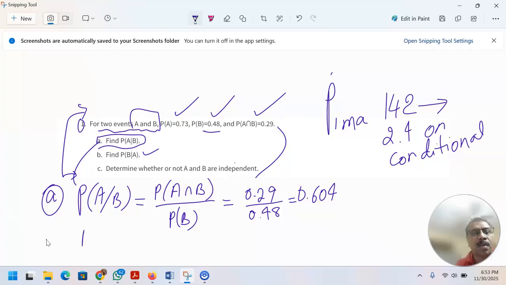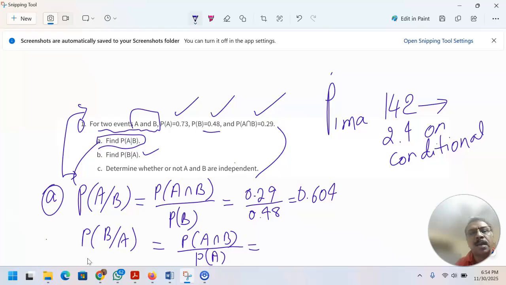The second one is the probability of B when A has occurred, which is the same formula. The numerator stays the same, the probability of A and B, and the denominator will be the probability of A. So A and B is 0.29, and the denominator is 0.73. If you work this out, you get 0.397.